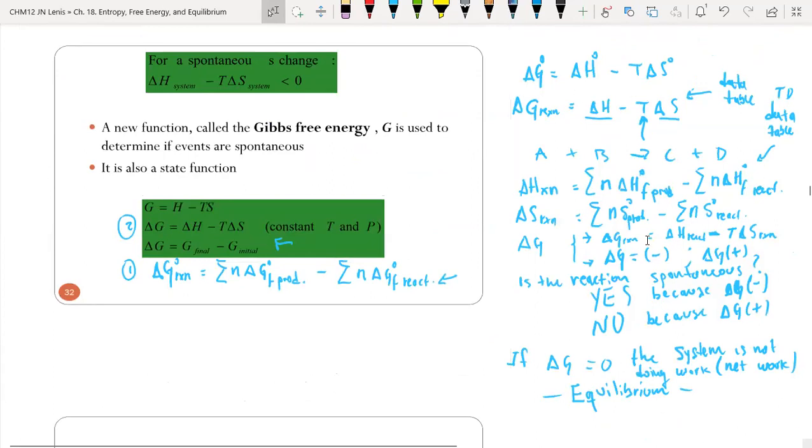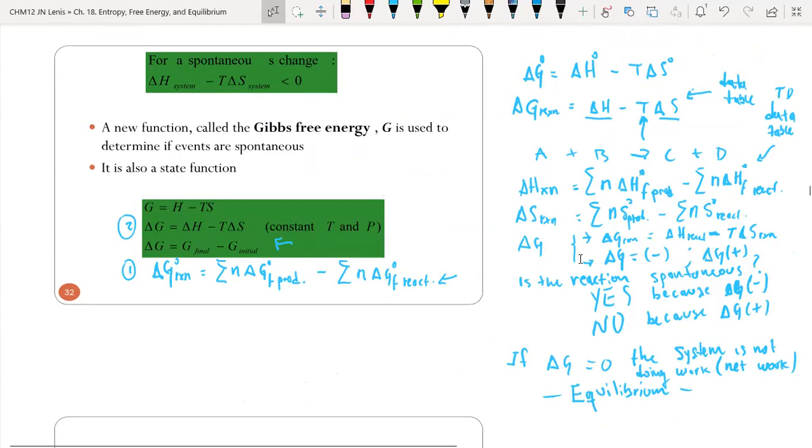I'll give you a problem, a reaction. I'll give you the data table. You find the values, find delta H for that reaction. Then you find delta S for that reaction. And then you find delta G. And you will find if delta G is negative or positive.